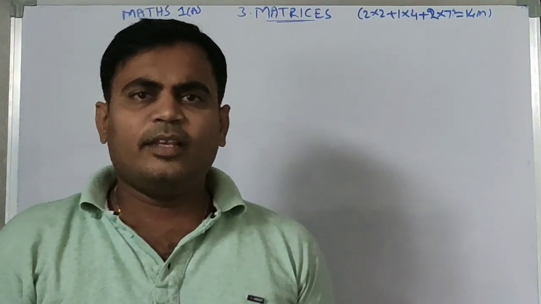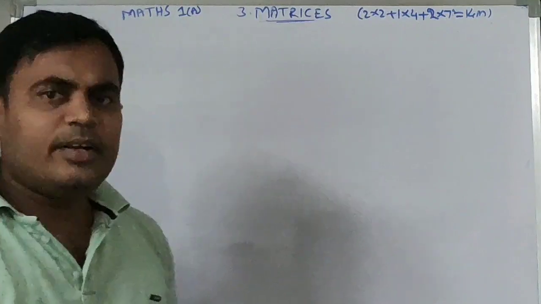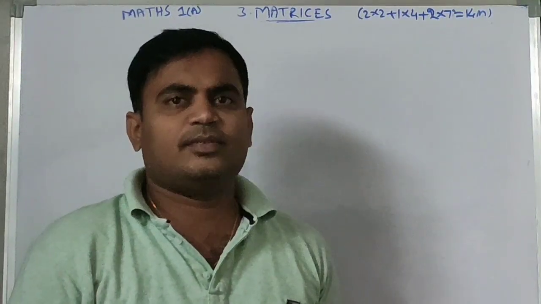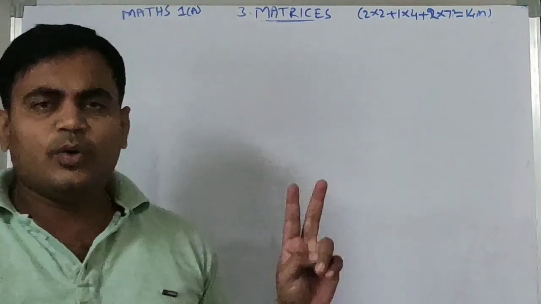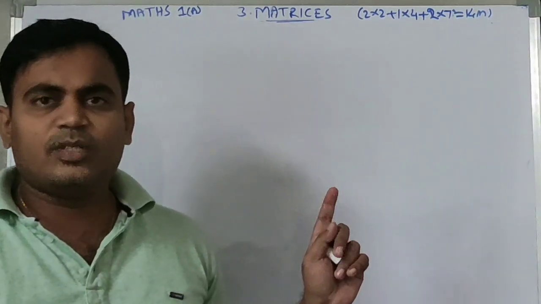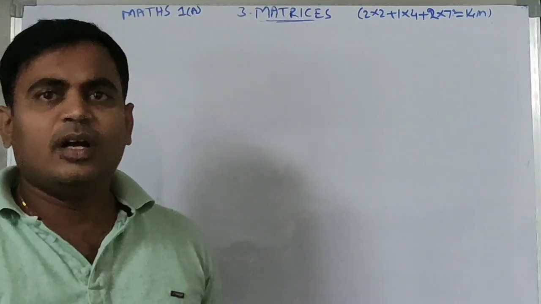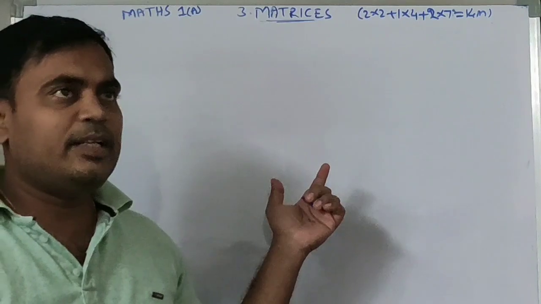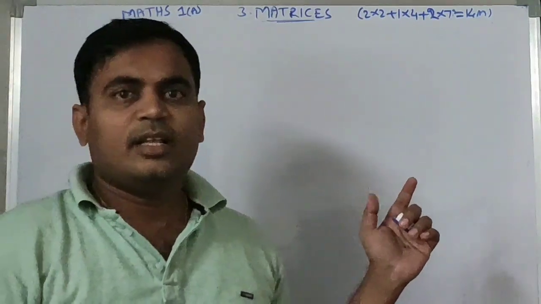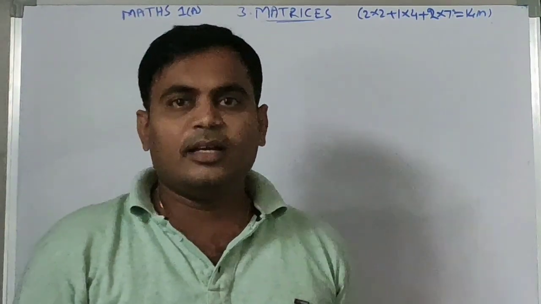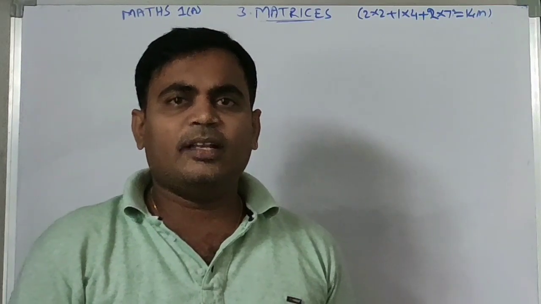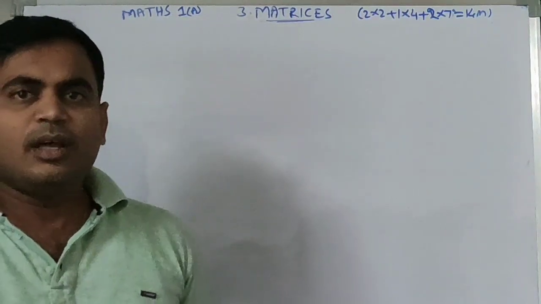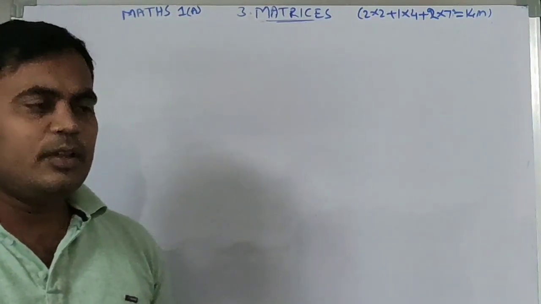Mathematics 1A, third unit: matrices. The weightage of this unit is 22 marks. In this unit, there are two very short questions, one short question and two long questions, total 22 marks. This is the unit containing more weightage than any other unit in paper 1A. So this is a very important unit, and of course matrices is a new unit.